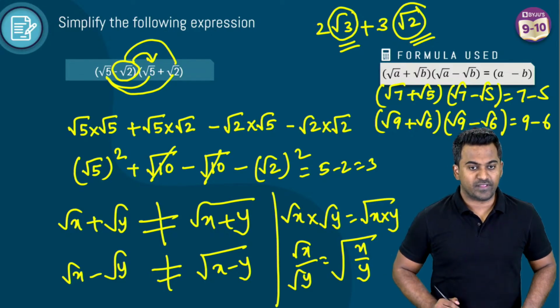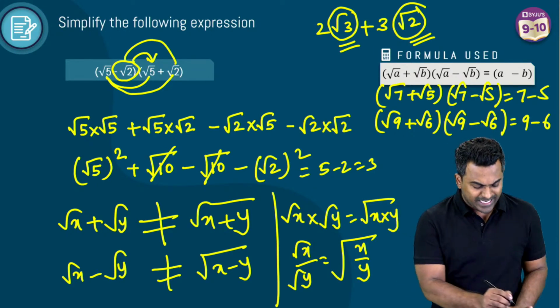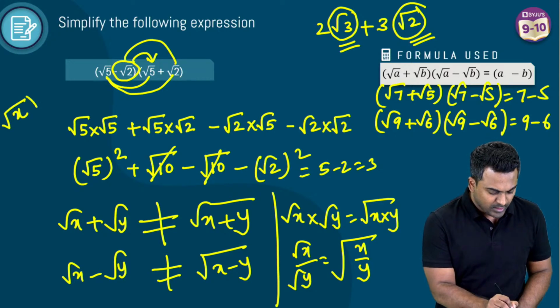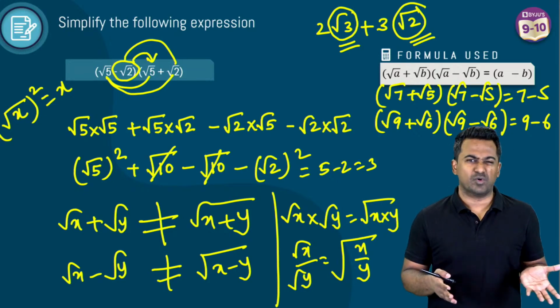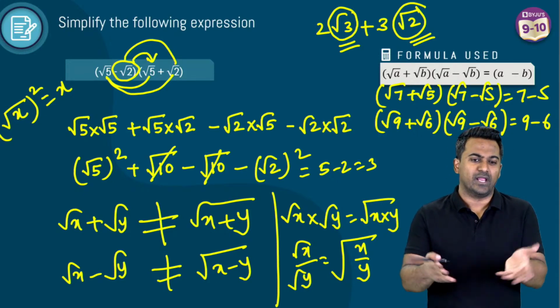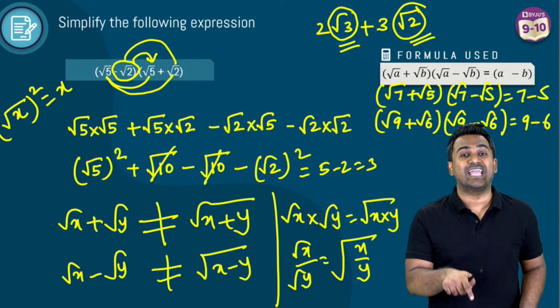Yes, if it is root 3 square, the root will be cancelled. You can even memorize this as a formula. Root x whole square is going to be x. Doesn't matter what it is. Root 5 whole square, root 7 whole square, root 10 whole square, it will get cancelled. Yes, like Aditi has pointed out, these are going to be unlike terms.